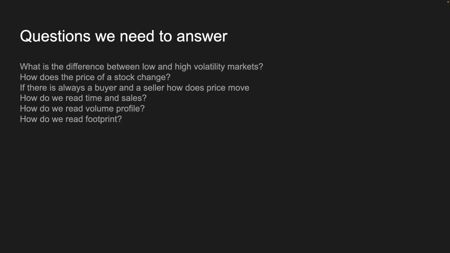Another thing that we're going to answer is, if there's always a buyer and a seller, how does the price move? For some of you that have had previous experience, some people tend to categorize the tape going up or going down as buyers stepping in or sellers stepping in. And this is kind of true to a point, but every transaction in the stock market has to have a buyer and a seller. So, in order to complete this transaction, there's one on either side. Do we need to come up with a different terminology to understand what's really going on here? And then we're going to start to dive into how we read time and sales, how we read volume profile, and how we read the footprint.